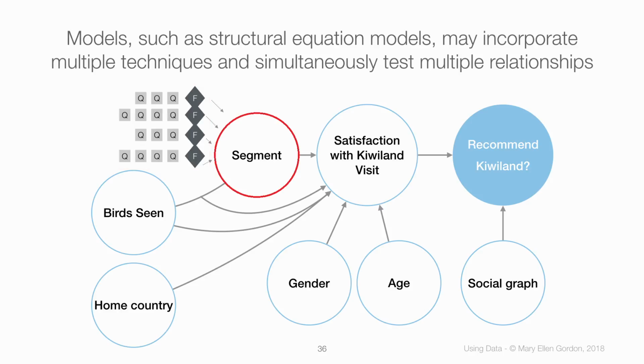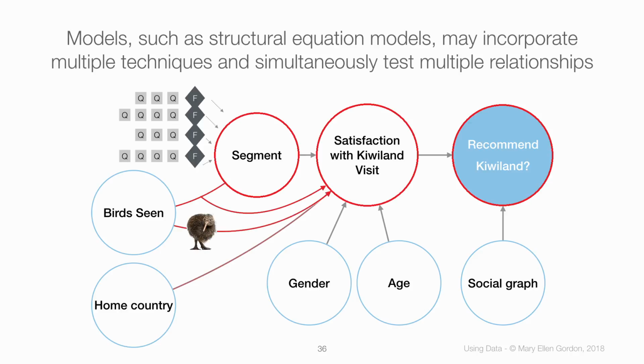But maybe we want to look at those segments in relationship to a number of other variables in terms of determining how they influence satisfaction with KiwiLand, which perhaps we think in turn influences the likelihood of recommending KiwiLand to others. Perhaps we think satisfaction with KiwiLand is driven not only by what segment you're in, but also how many birds you saw and maybe perhaps which particular birds you saw.